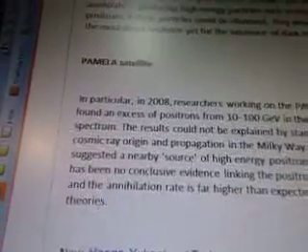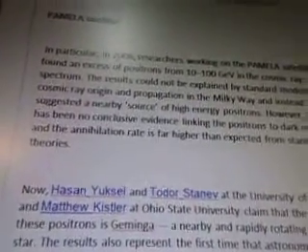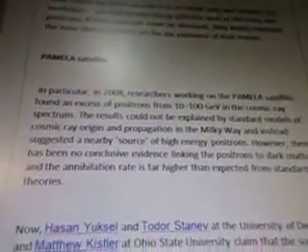Then there's the Pamela satellite. In particular, in 2008, researchers working on the Pamela satellite found an excess of positrons from 10 to 100 GeV in the cosmic ray spectrum. The results could not be explained by standard models of cosmic ray origin and propagation in the Milky Way, and instead suggested a nearby source of high-energy positrons. However, there has been no conclusive evidence linking the positrons to dark matter, and the annihilation rate is far higher than expected from standard theories.